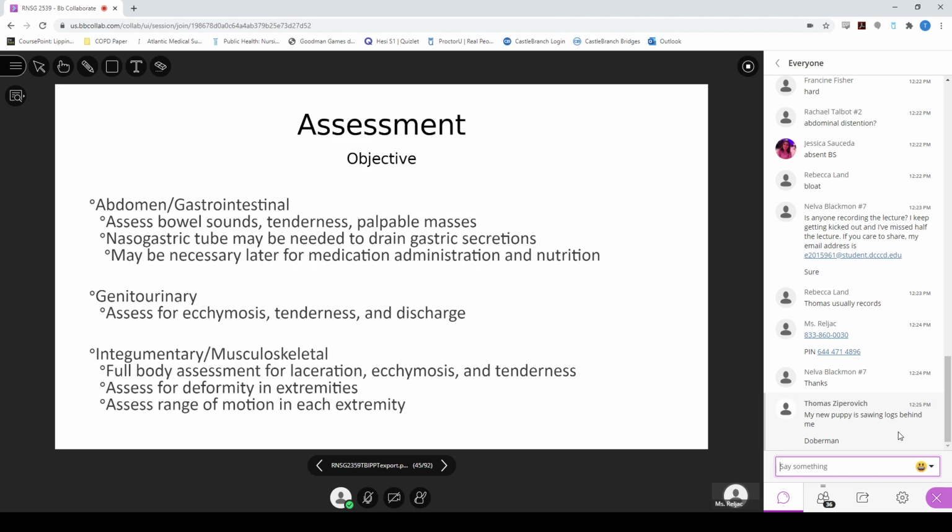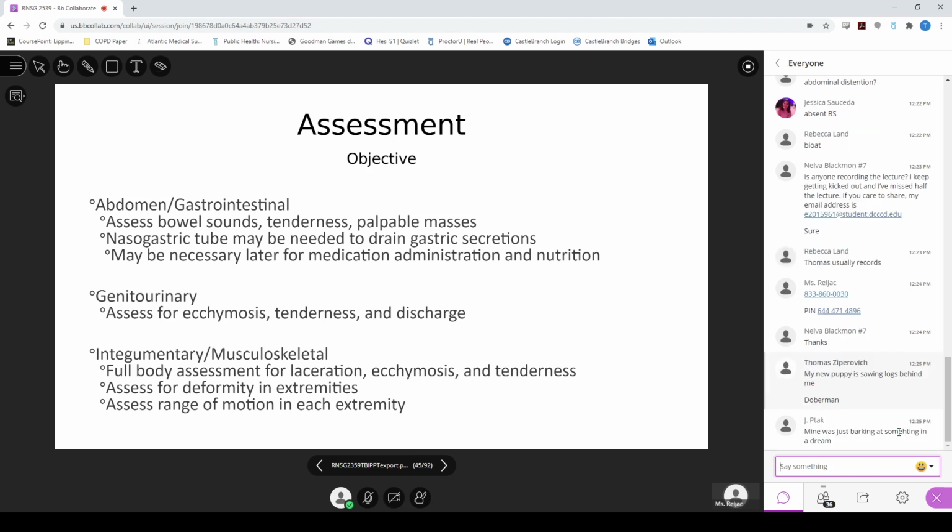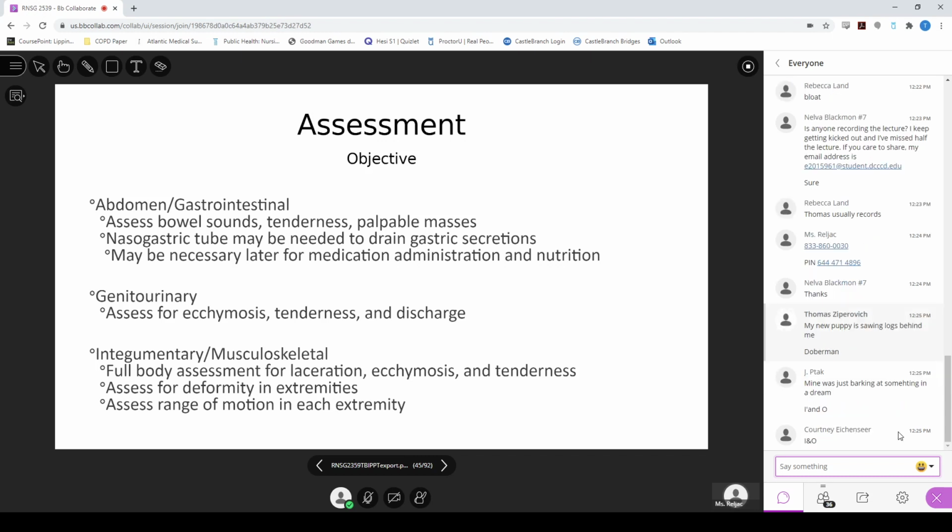Okay, so that NG2 may be needed later for medication or for nutrition. Then you're going to check to see if they need an indwelling catheter. You also want to see if there's any tenderness or discharge, if there's blood in the urine. You also need that catheter for another reason, and what's that? What's a catheter do? INOs.